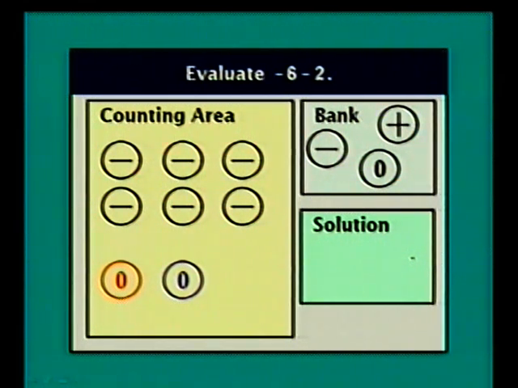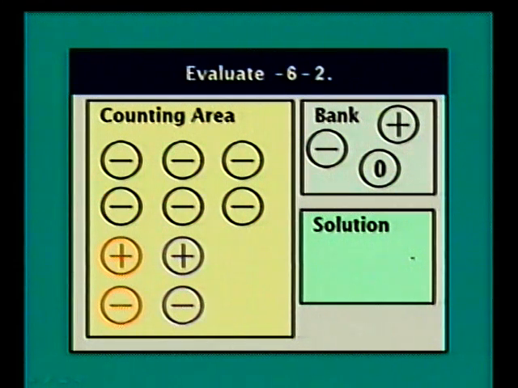So I've got 2 0 chips. I'll trade those in for 2 pairs of positive and negative chips. Now I do have the positive chips that I need in my counting area. And in my counting area, I still have something that represents negative 6.